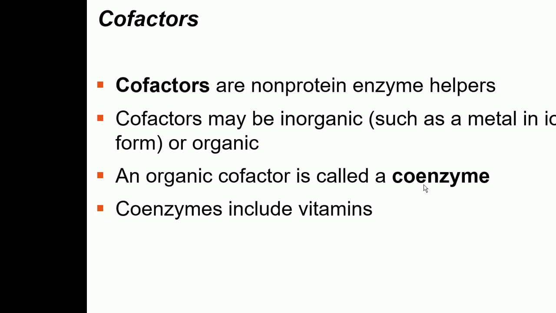Okay, now there are some non-protein helpers of the enzymes. They help in the activity of the enzyme, and they're called cofactors and coenzymes. Cofactors are non-protein enzyme helpers. They include your metals, like magnesium, zinc, copper. Some of the enzymes need zinc, manganese, iron to function. They are basically non-protein helpers of the enzyme, and they're called cofactors.